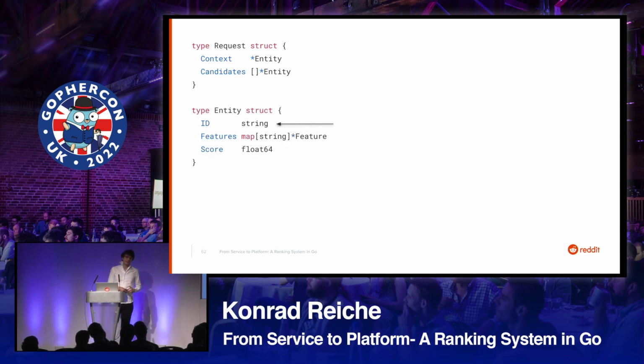An entity provides an ID for unique identification, for example, a post ID. And it has a list of features. Feature, again, one of these fancy machine learning words. A feature refers to a property, an attribute of an entity. For example, a feature could be a list of topics that the user likes. So it gives us information to make better ranking decisions. And then we have a score, because we want to be able to sort candidates and provide an order.